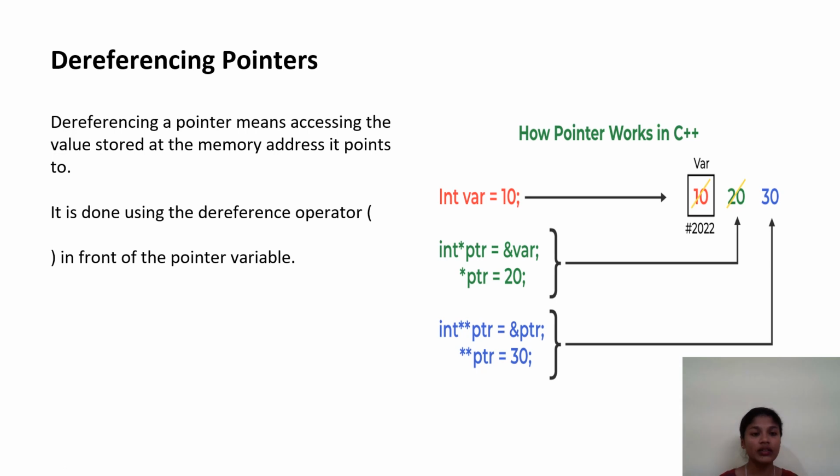Dereferencing pointers. Dereferencing pointers means accessing the value stored at the memory address they point to. It is done using the dereference operator in front of the pointer variable. Dereferencing pointers is used to access the element whose address is stored.